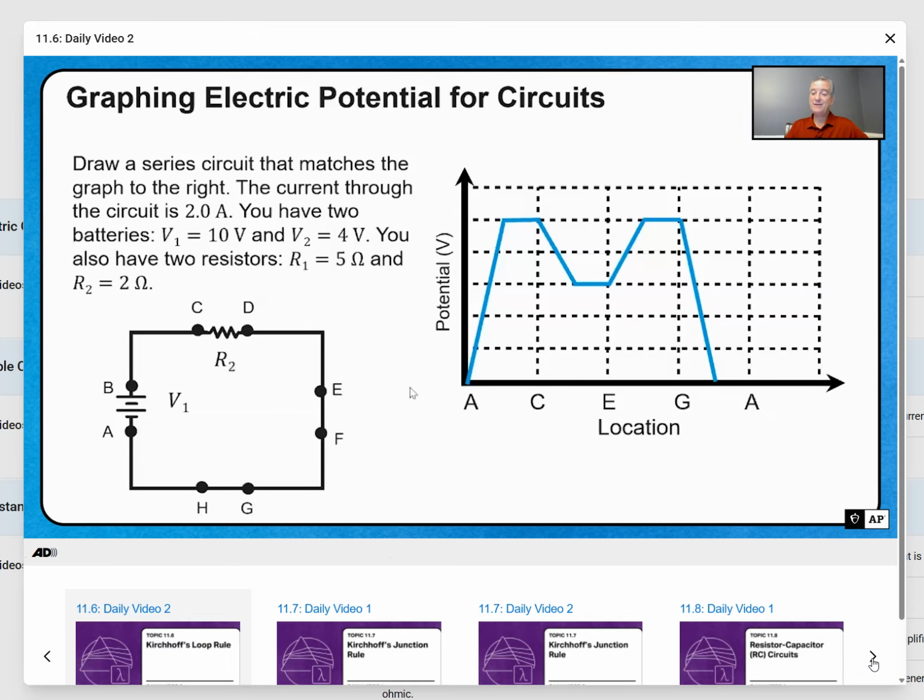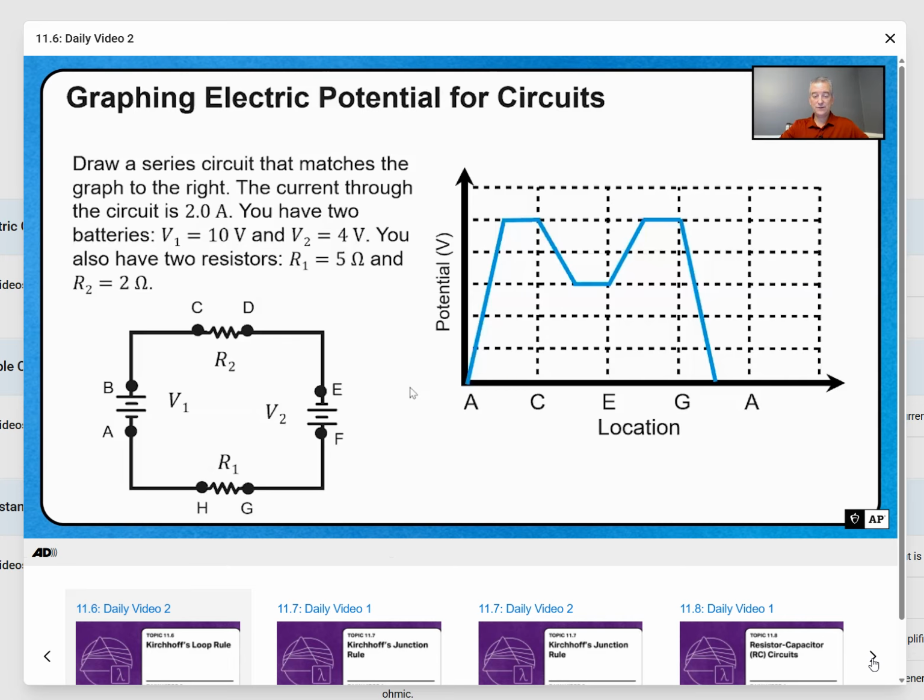At position E, we have a potential gain again. Well, since we just used V1 from A to B, it seems to make sense that from E to F, we're going to use V2 to provide our potential gain. As we move from F to G, again, we have an ideal wire, and so there's no change in our electric potential. And finally, as we move from G to H, we have a potential drop, and that potential drop is going to be caused by the current moving through resistor R1, and then return back to position A through an ideal wire.